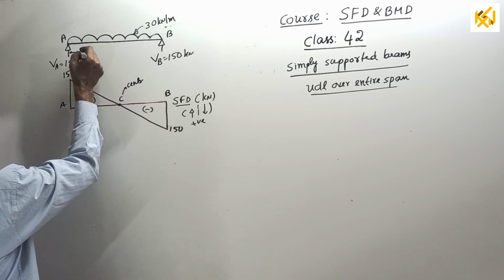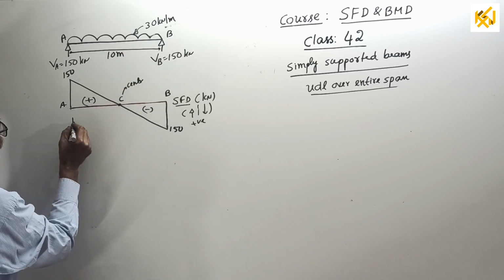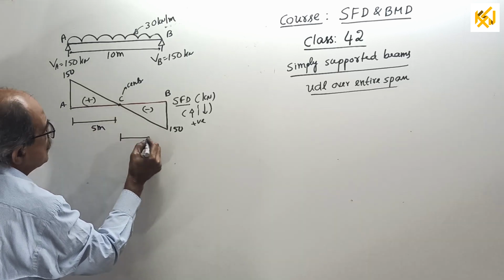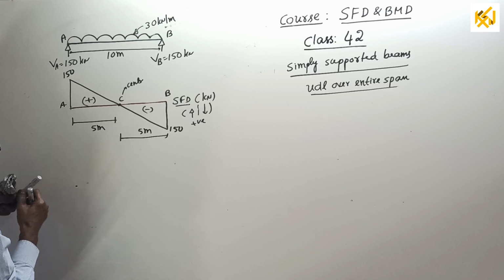I forgot to write their span. Okay, 10 meter. Then you should tell this distance here is 5 meter. Even this also is 5 meter. Then below, draw the bending moment diagram.